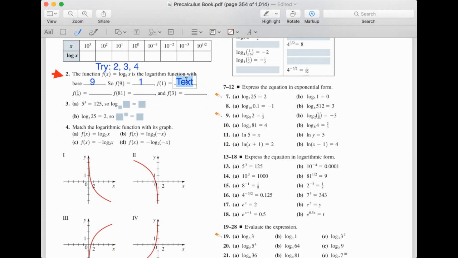So f of 1 is 0 because 9 to the 0 is 1. And then f of 1 over 9 is negative 1 because 9 to the negative 1 is 1 over 9. And then f of 81 is 2 because 9 to the second power is 81. And then f of 3 is 0.5, because 9 to the 0.5 gives you 3. 0.5, half, right, because the square root of 9 is 3. Okay, great. Good job.